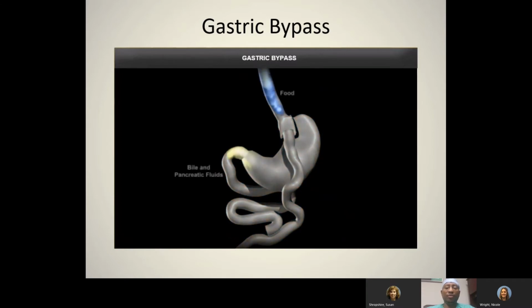And so now when you eat, the food comes down that new pathway, and the things you need to digest your food come down the old system on the left, but they don't meet up until they get all the way down where we attach the bowel to itself, which causes the body to not absorb as much from the food you eat, which leads to the weight loss.